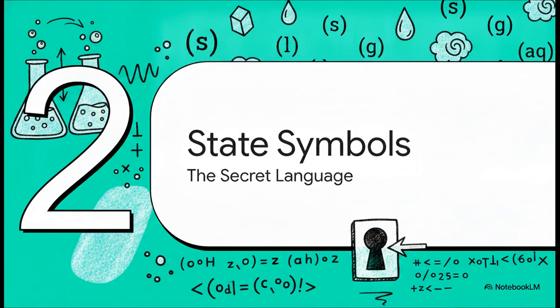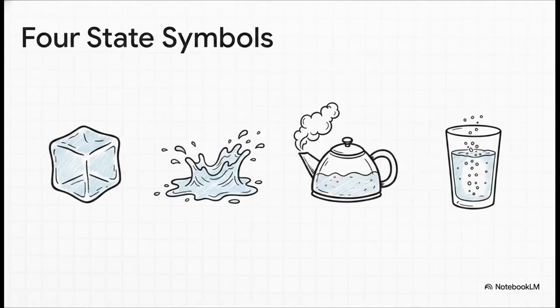Moving on to Section 2. Decoding the state symbols, the secret language. Now, what's really interesting about this slide is the brilliantly simple secret code scientists use. They use these 4 little symbols in parentheses to tell us the exact physical condition of a substance. It helps us paint a picture in our minds of what is actually sitting in the beaker.